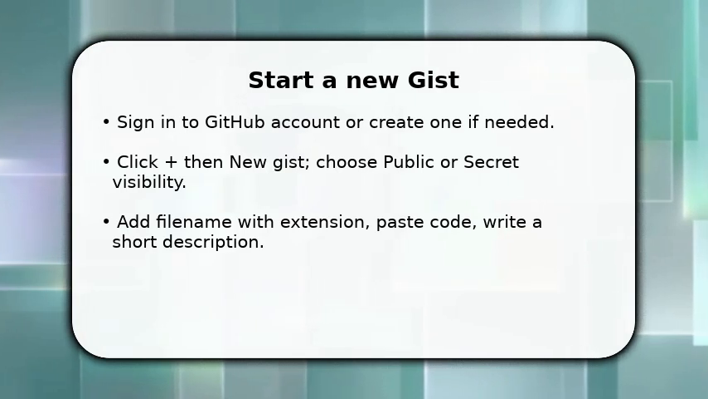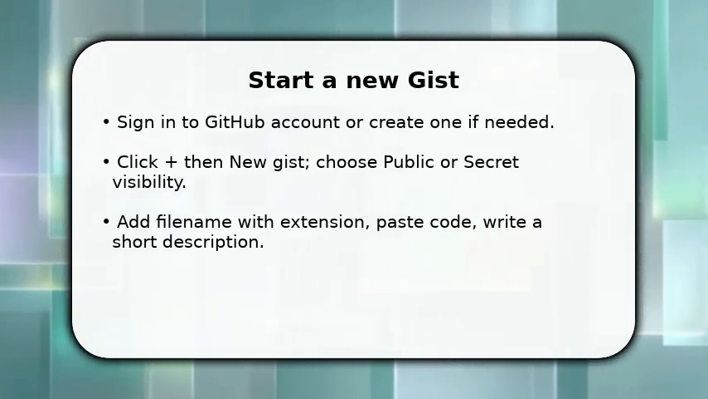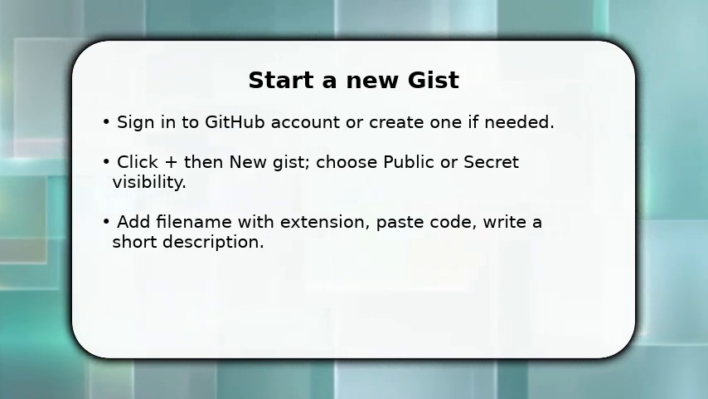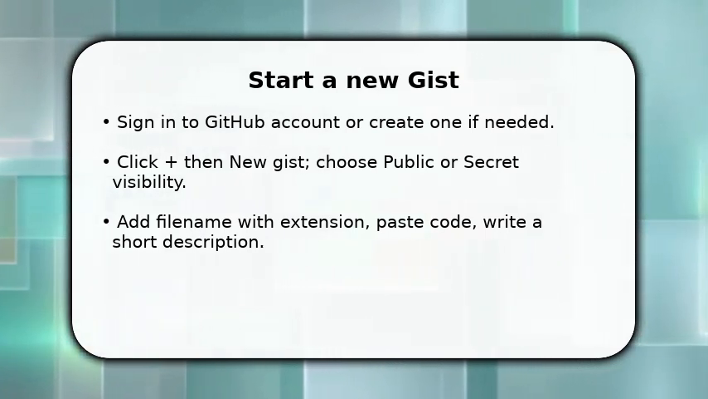Enjoy the video. You begin by signing into GitHub and opening New Gist. This gets you to the editor where you create your first snippet. Choose public or secret depending on who should see it.